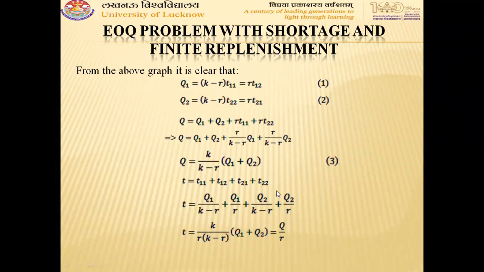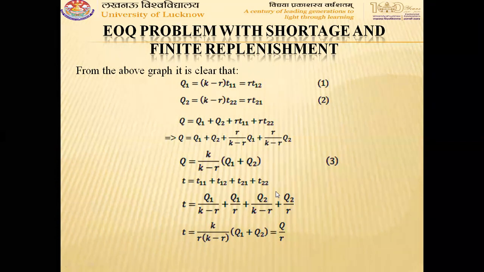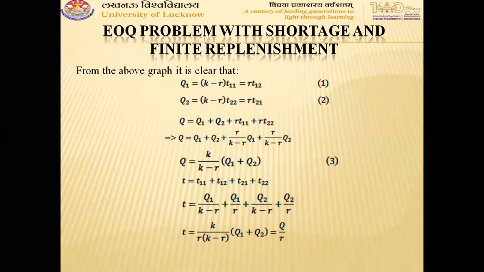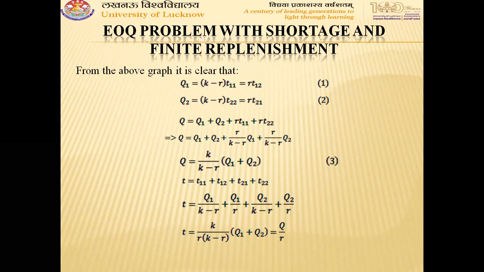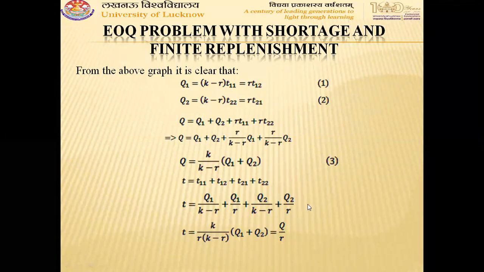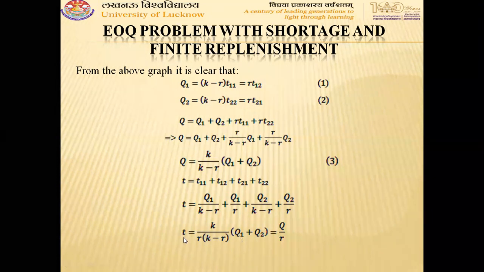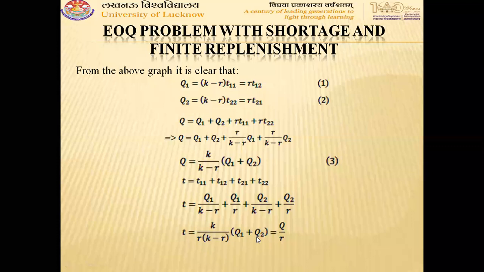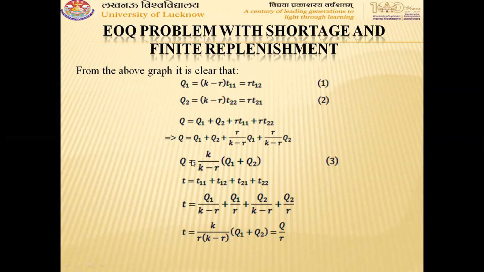Now again consider T is equal to T11 plus T12 plus T21 plus T22. Putting the values of T11, T12, T21 and T22 in terms of Q1 and Q2, we will obtain that T is equal to Q1 upon K minus R plus Q1 upon R plus Q2 upon K minus R plus Q2 upon R. Taking LCM as R into K minus R and solving it, we will obtain that T is equal to K upon R into K minus R into Q1 plus Q2. From equation 3, that Q is equal to K upon K minus R into Q1 plus Q2, we can put the value of Q, so T will be obtained as Q upon R.